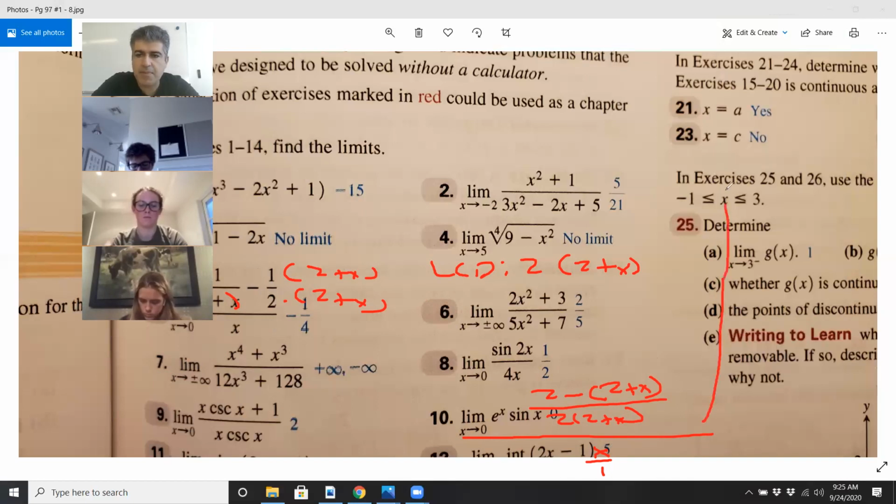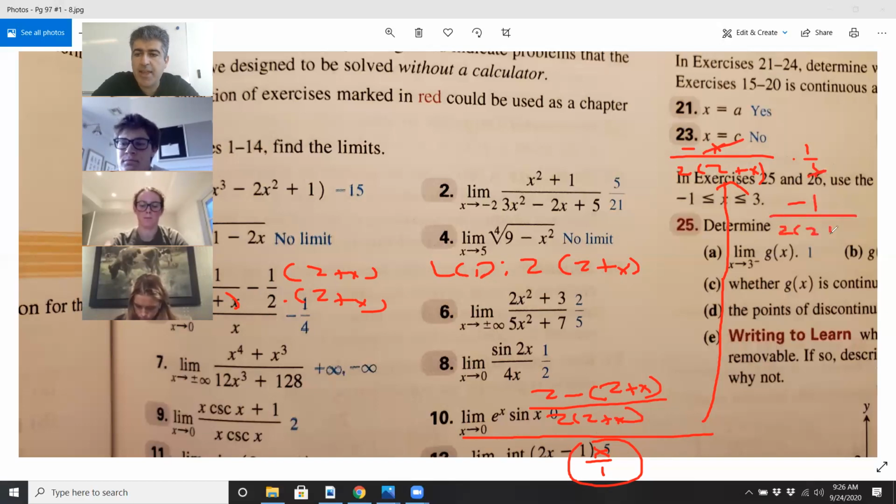geez, I didn't leave myself enough space here, did I? You're going to have negative x up top, and 2 times 2 plus x. And this fraction here, which is you're dividing by x over 1, is actually times 1 over x. These x's cancel, leaving behind negative 1 over 2 times 2 plus x. Now I can plug in 0 for x, and I will get negative 1/4 over here.